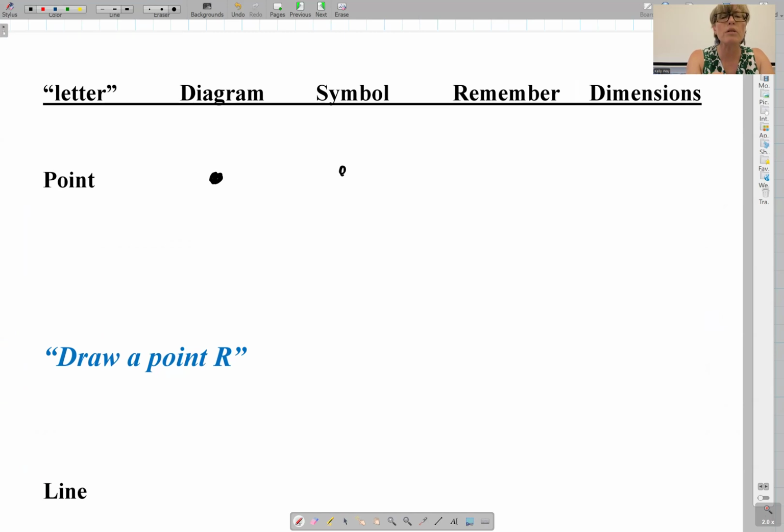The symbol for a point: we use capital letters, must be capital, to represent all points. So if you see a capital letter in a diagram, it means there's a point there. Remember, you must use capital letters, not lowercase. So draw a capital A, draw a lowercase a, cross out the lowercase a. A point in space has no length, no width, no height. It is therefore 0 dimensions.